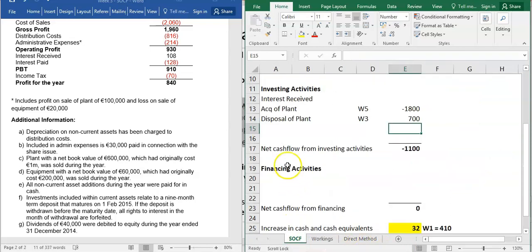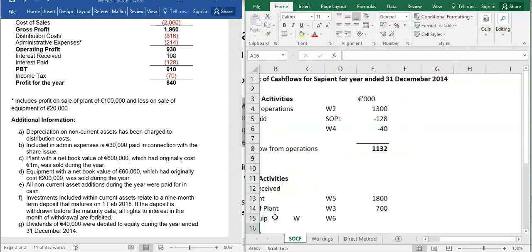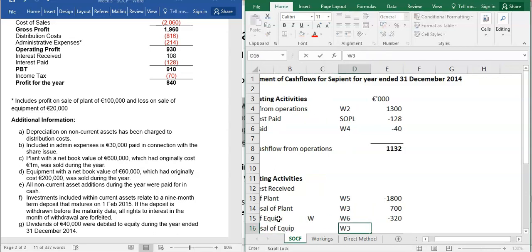So if we come up, working 6, acquisition of equipment, working 6, we said was minus 320. Be careful with your positive and negative signs. And then your disposal of equipment, which we'll put back to working 3, was plus 40.